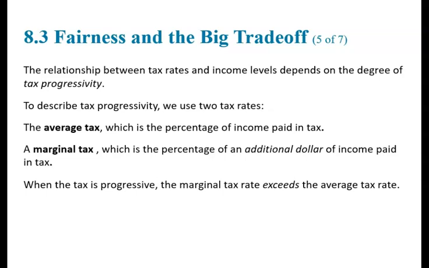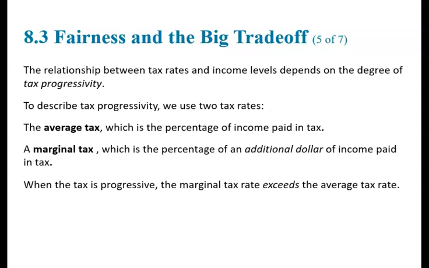So take the example of a progressive tax rate system. For example, if someone's income is $60,000, and for the first $50,000 of income you pay a tax rate of 10%, and for the next $10,000 of income you pay a tax rate of 15%. Or you pay a tax rate of 15% on the next $10,000.